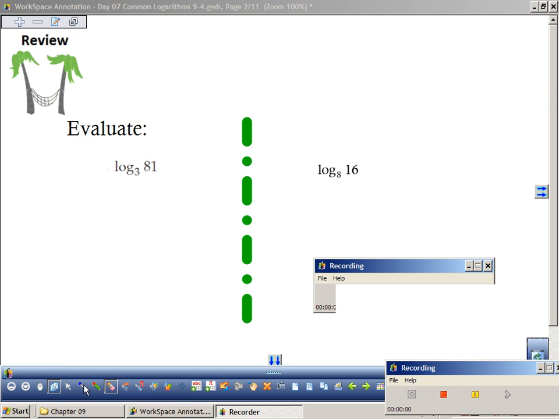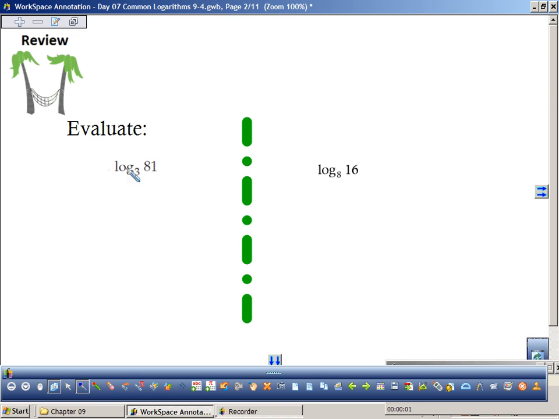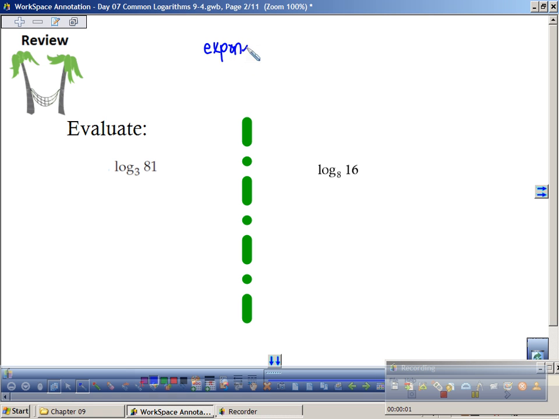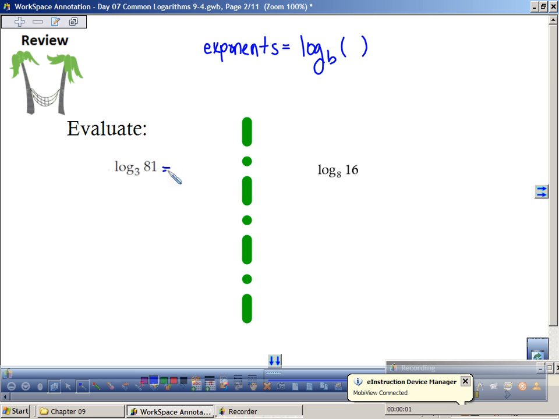Okay, so let's review. If I'm going to evaluate, first of all, logarithms are exponents. Log, base, whatever it is, right? Okay, so we don't have the exponent, right? We'll just make it y. Okay, now write exponential form for me.